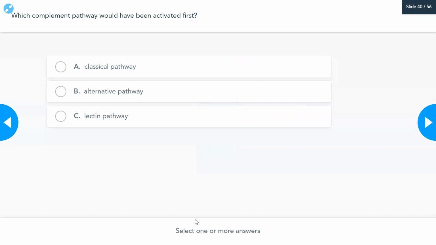All right, so which complement pathway should have been activated first? I've already answered that for you. Just select it.